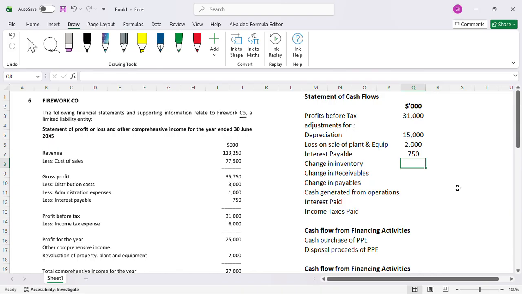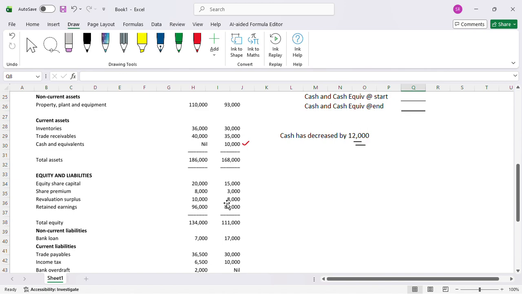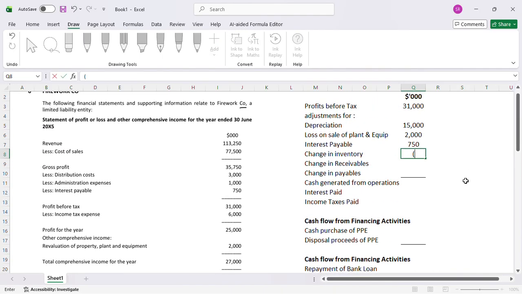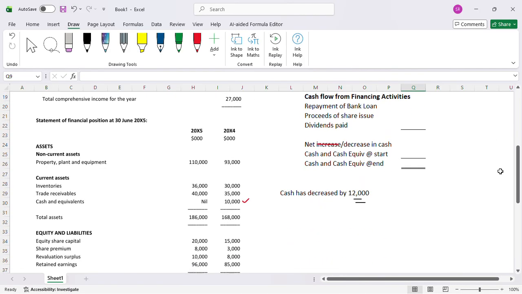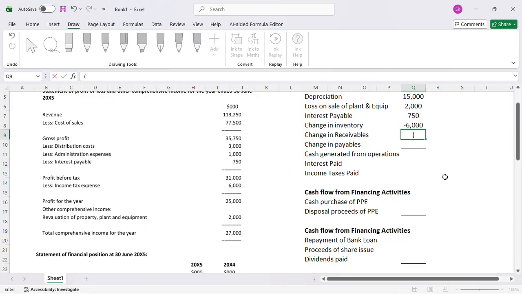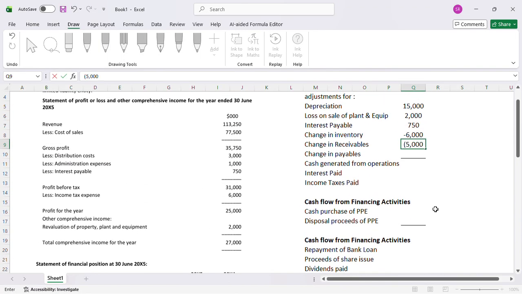We'll adjust later. What happened to our inventory? Inventory was 30,000 in 20X4, and now 36,000. We have more inventory, which means we must have spent more money. So that's negative 6,000. What about receivables? 35,000, 40,000. Our customers owe us more money, which means our money is sitting in their pockets by 5,000. So negative 5,000.